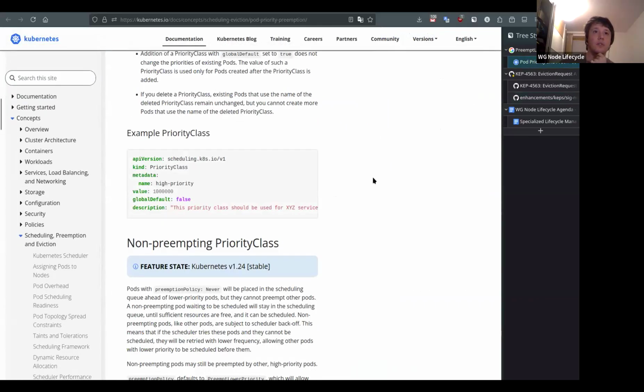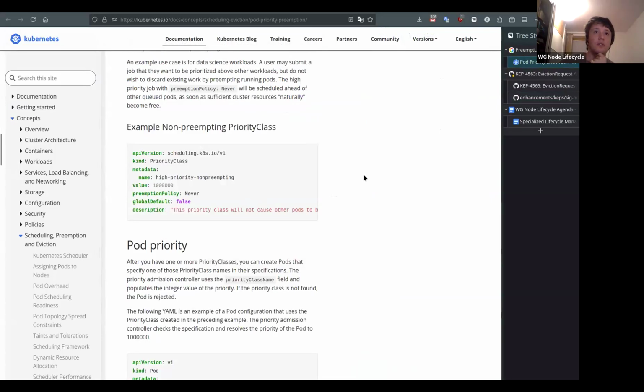Okay, so we have a preemption policy, and now it's either lower priority or never. And we could add a new preemption policy that would say lower priority but with interceptors. So it would try to preempt this pod, but it would let the interceptors run. But this would be opt-in.